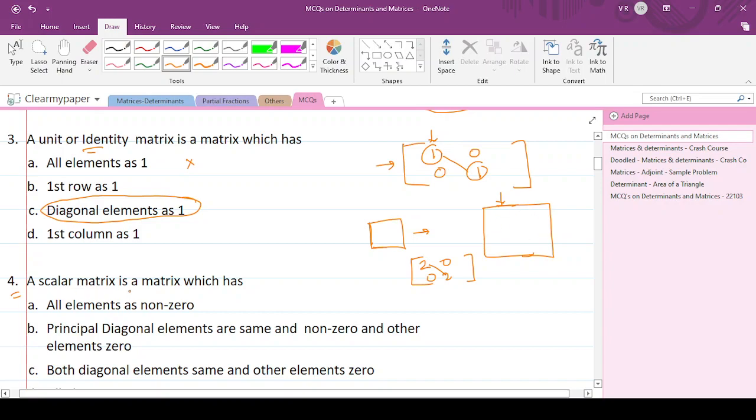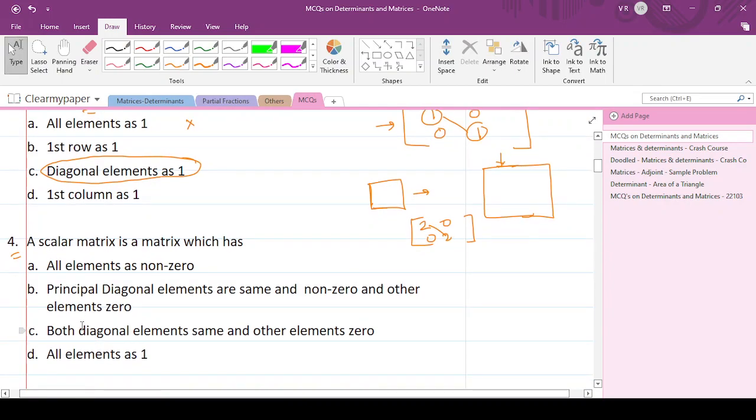So we know that a scalar matrix is a matrix, and let's check out the options. All elements as non-zero, that's not true. Principal diagonal elements are same and non-zero and other elements are zero. This looks like the answer, where you have principal diagonal elements the same and not zero, and the remaining elements are zero. Let's go through the other answers.